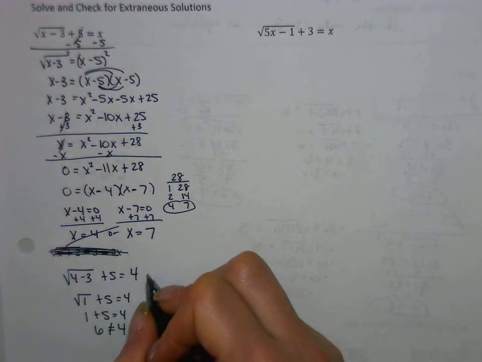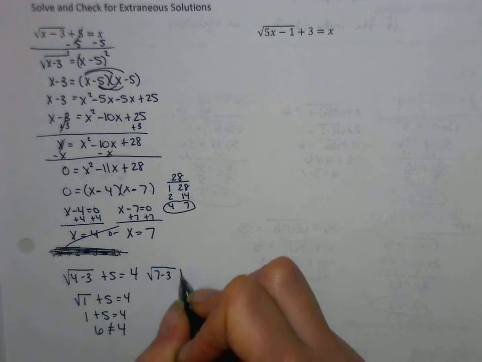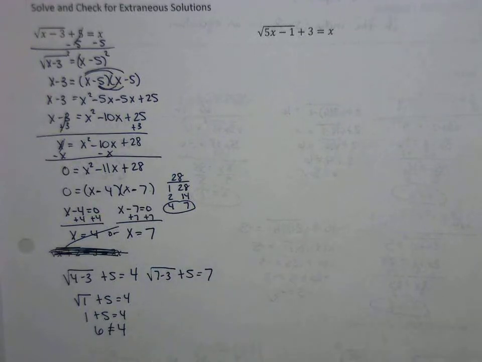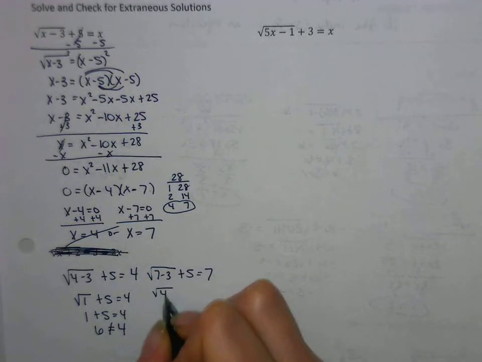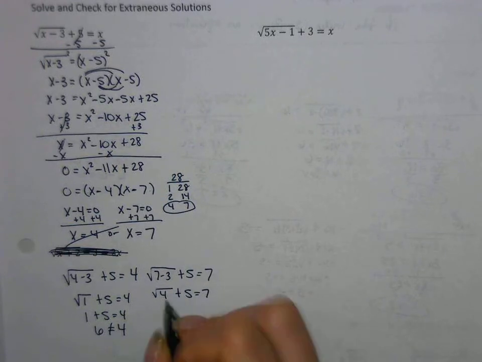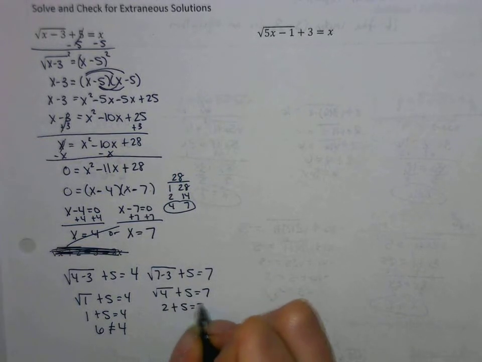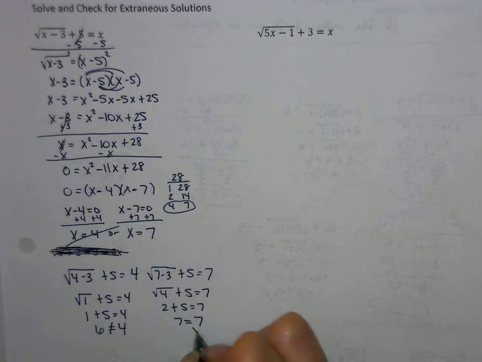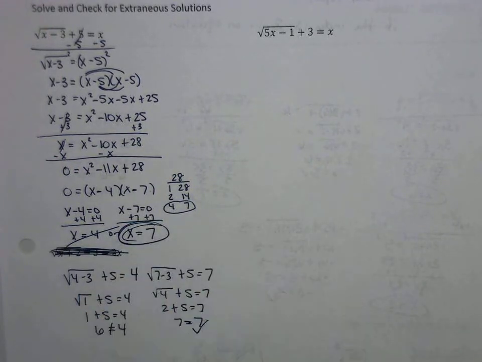So let's try our next one. We have the square root of 7 minus 3 plus 5 equals 7. 7 minus 3 is 4. Square root of 4 is 2. 2 plus 5 is 7, and 7 does equal 7, so we know our answer to this problem is x equals 7.